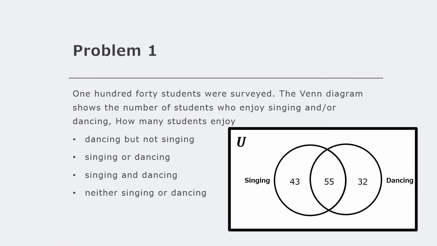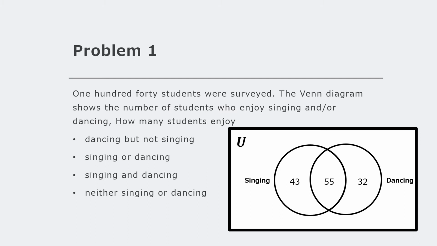So let's have here a problem. 140 students were surveyed. The Venn diagram shows the number of students who enjoy singing and or dancing. How many students enjoy? There are four questions that we need to answer, such as dancing but not singing, singing or dancing, singing and dancing, or neither singing or dancing.